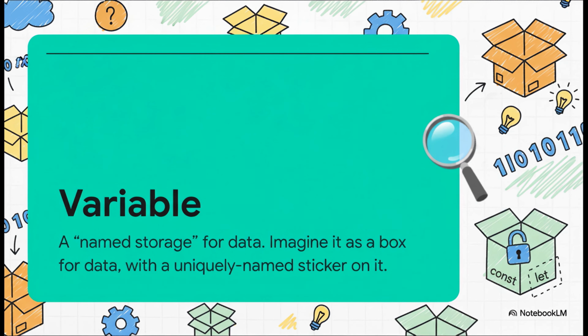And this data box has an official, fancy name, a variable. But honestly, the best way to think about it is exactly like a physical box. It's a container for your data, and most importantly, it has a label slapped on the outside. That label is how we find our stuff later.